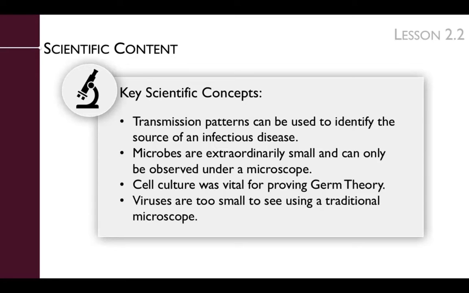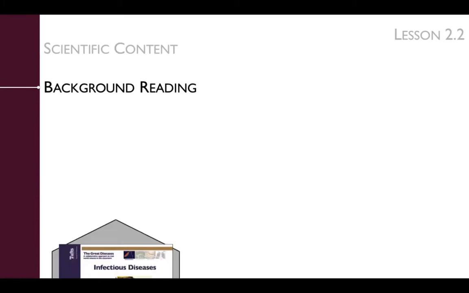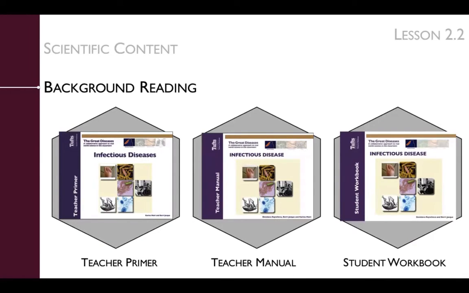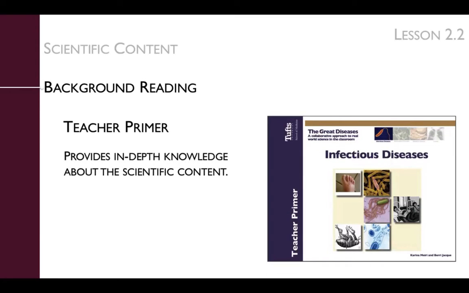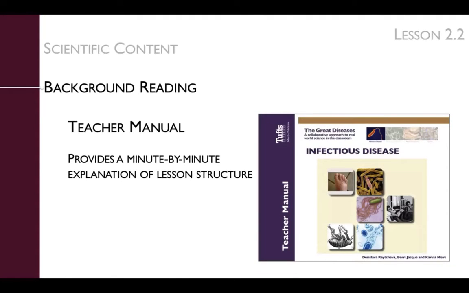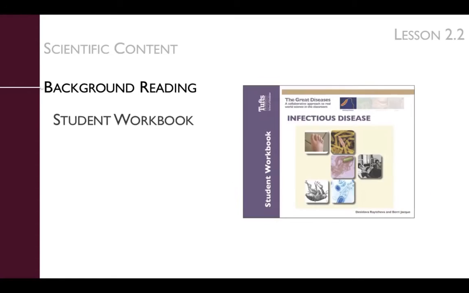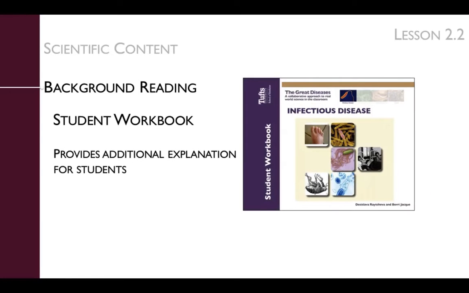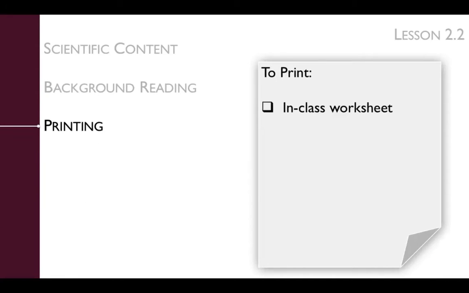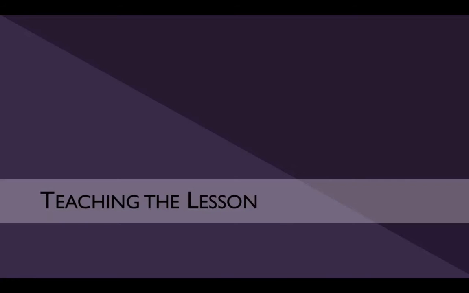You can review this scientific content in the background reading provided for you in the teacher primer, the teacher manual, and the student workbook. The teacher primer provides in-depth knowledge about the scientific content presented in this lesson. The teacher manual, or lesson plan, provides a minute-by-minute explanation of the lesson structure, and the student workbook provides additional explanation for students. Note that an annotated version is also available for teachers. Be sure to print the in-class worksheet, which is located in the Lesson 2.2 Curriculum Materials folder.